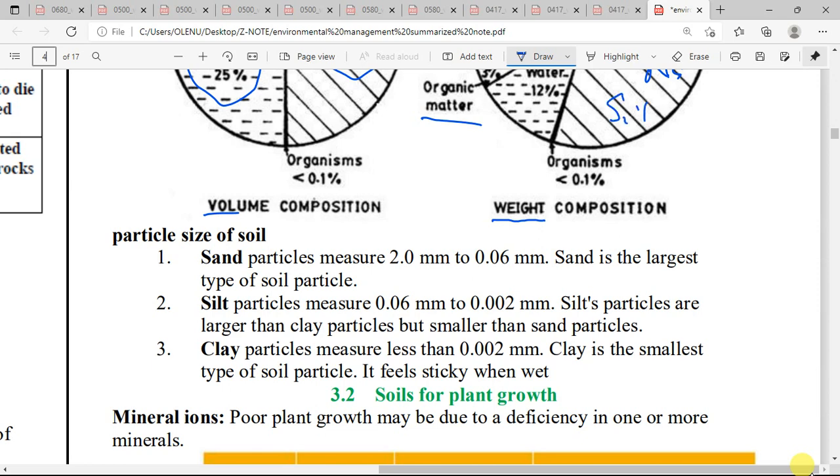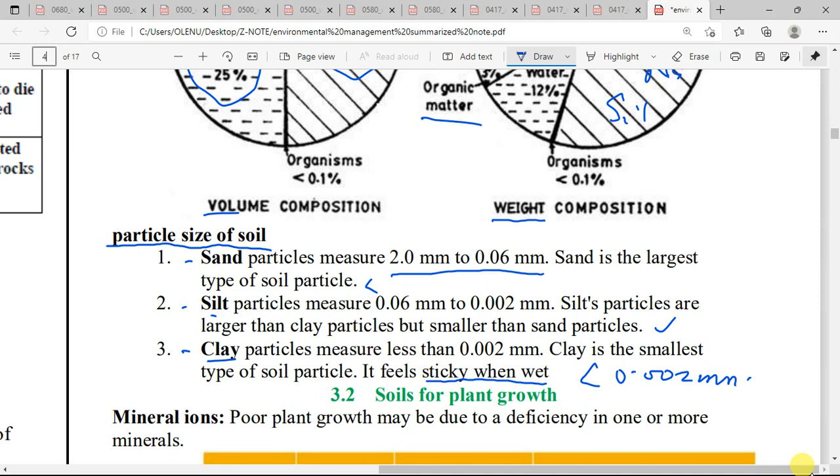Now, look at soil based on particle size. We look at sand, silt, clay. You find out that sandy soil or sand particles measure between 2 millimeters to 0.06 millimeters, and sand is the largest particle of soil. Then from there we move to silt. Silt particles are within the range of 0.06 millimeters to 0.002 millimeters, and silt particles are larger than clay particles but smaller than sand particles. Clay particles are less than 0.002 millimeters. Clay is the smallest type of soil and it feels sticky when it is wet.